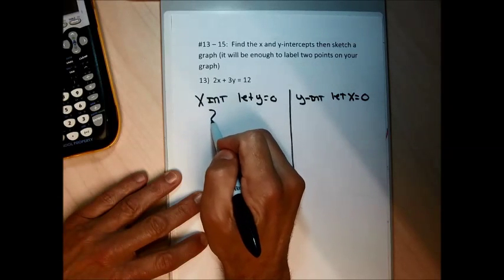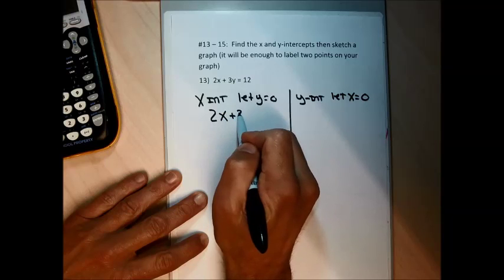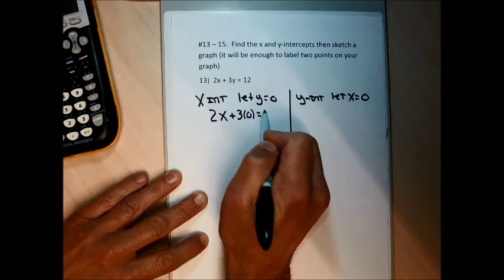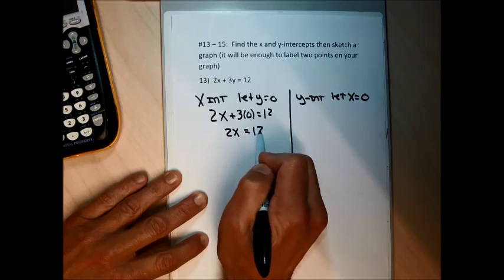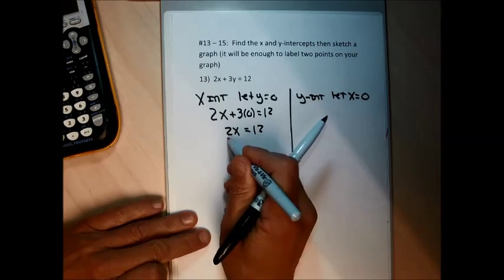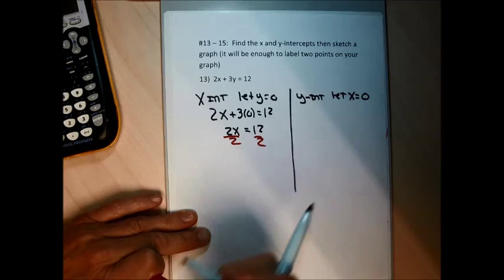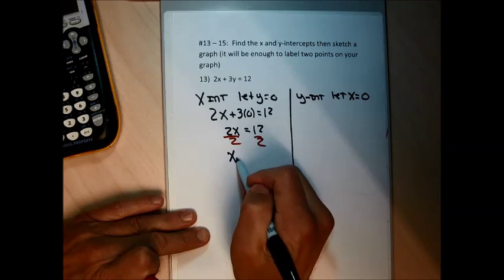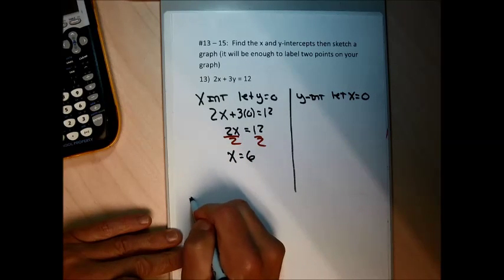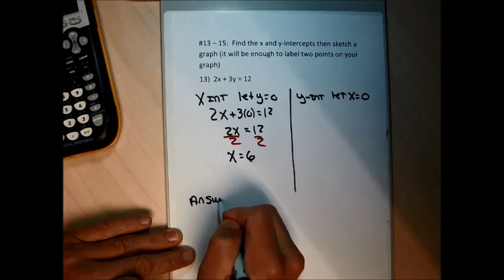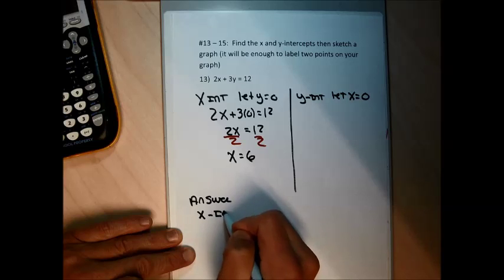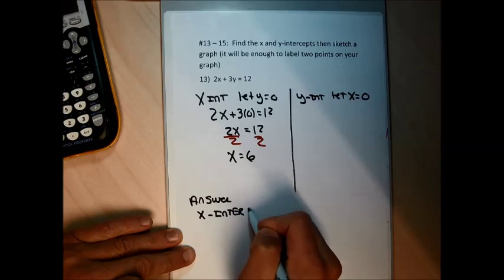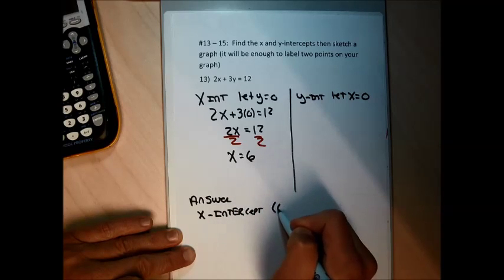So for the x-intercept, I'm going to go 2x plus 3 times 0 equals to 12. This will simplify to 2x equal to 12. And then I'll divide both sides by 2 and get x equal to 6. Part of my answer is going to be the x-intercept is the point (6, 0).